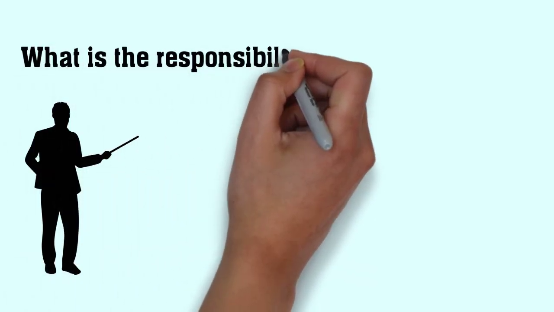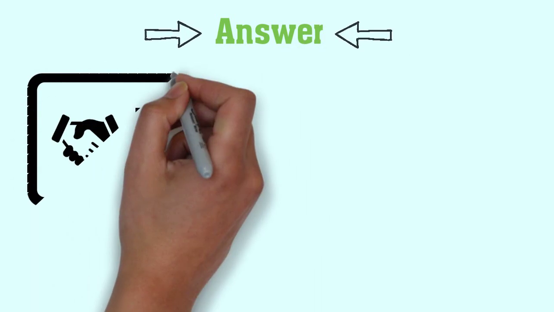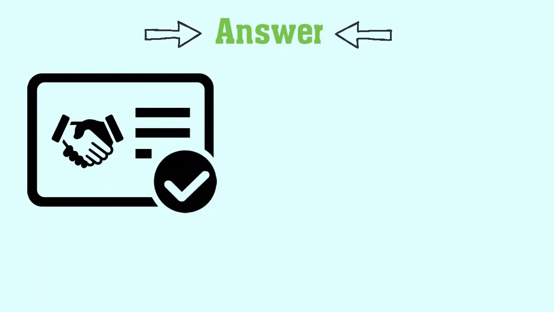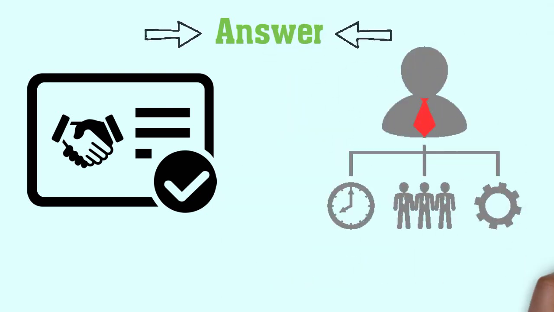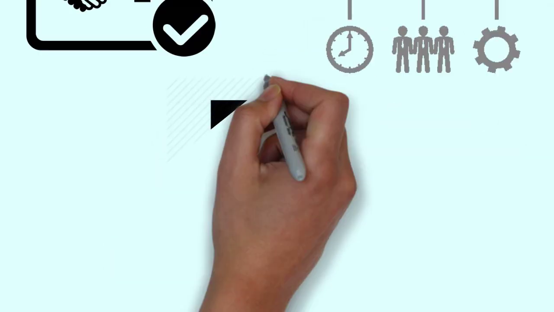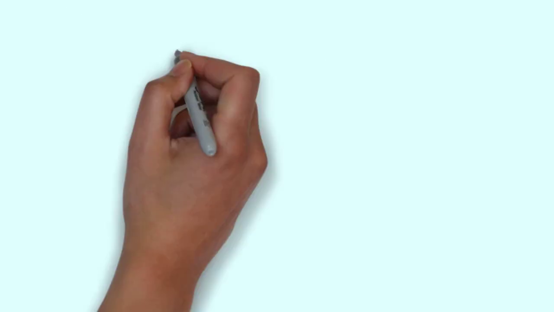What is the responsibility of an external service provider for internal auditing? When an external service provider serves as the internal audit activity, the provider must make the organization aware that the organization has the responsibility for maintaining an effective internal audit activity.